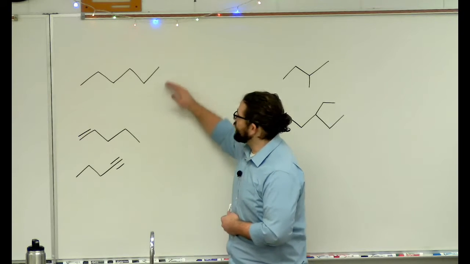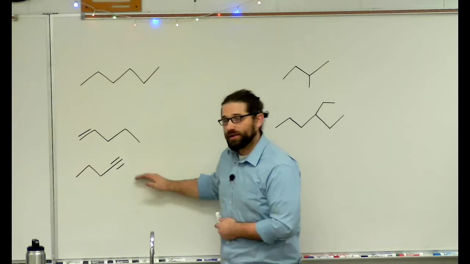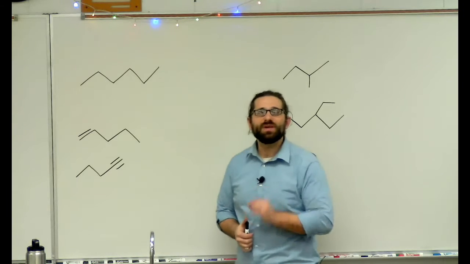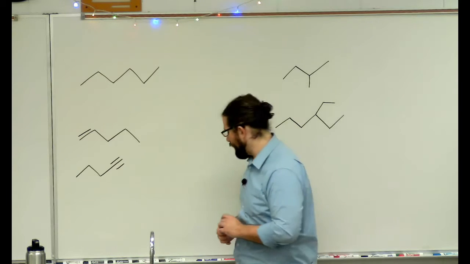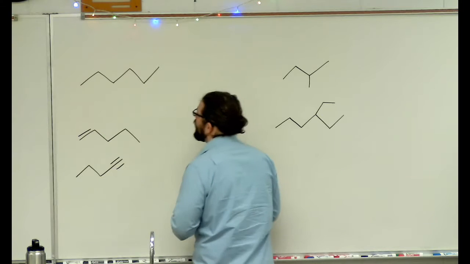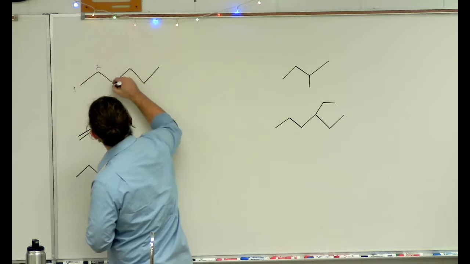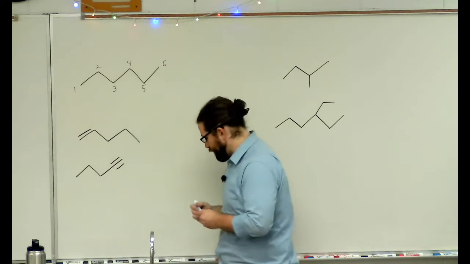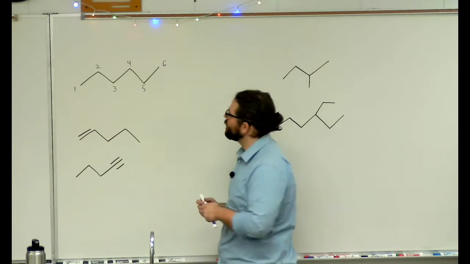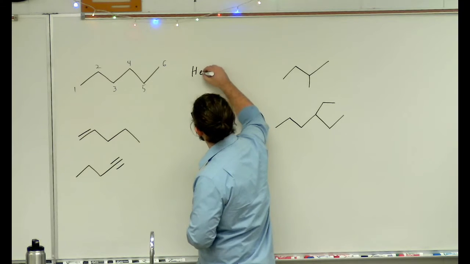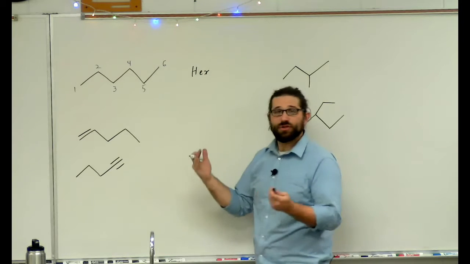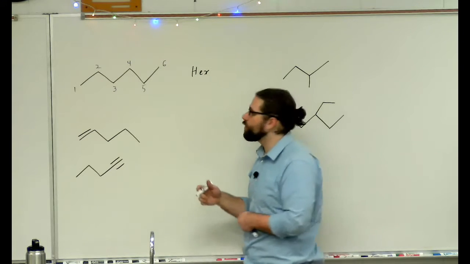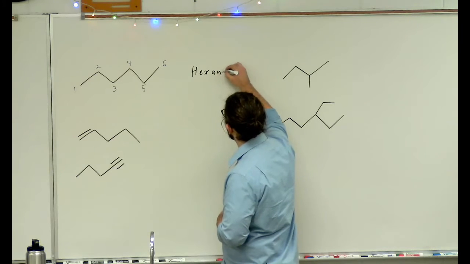These first 3, here's an alkane, an alkene, an alkyne. All we need to do is count the number of carbons in the chain. So here I've got a 1, 2, 3, 4, 5, and 6. So this would be hex for 6 carbons. And then since there's no double or triple bonds, there's only single bonds, it would be hexane.